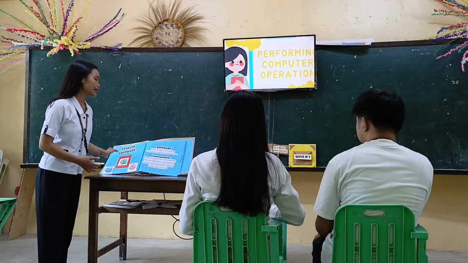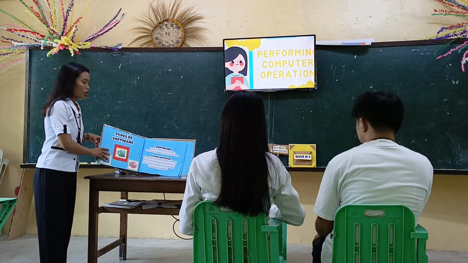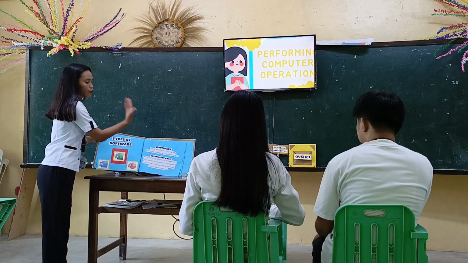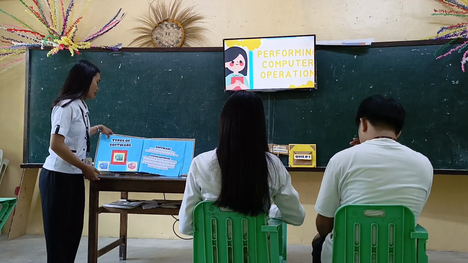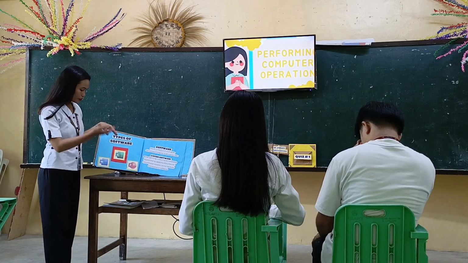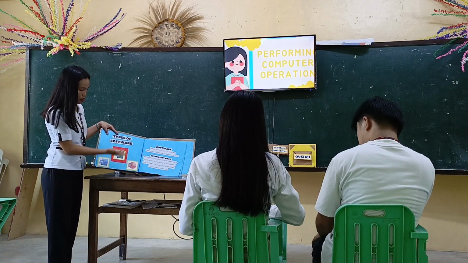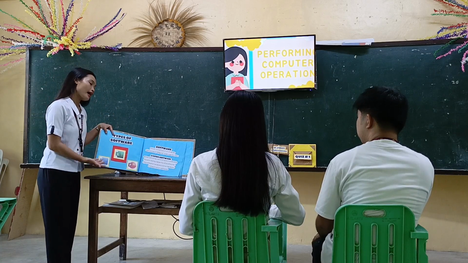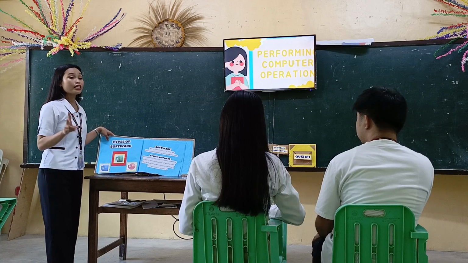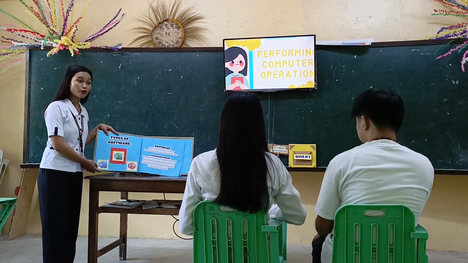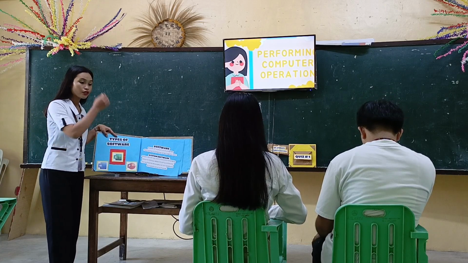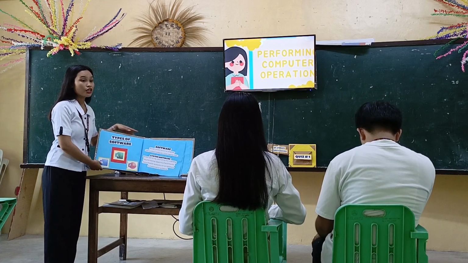Okay, class, let's delve deeper into types of software. First, let's define what software is. Software, class, is a program that tells a computer what to do. We have examples here: Excel, PowerPoint, and MS Word. It also includes Chrome. Did you ever browse in Chrome, class? Yes, ma'am. Okay, so those are examples of software.